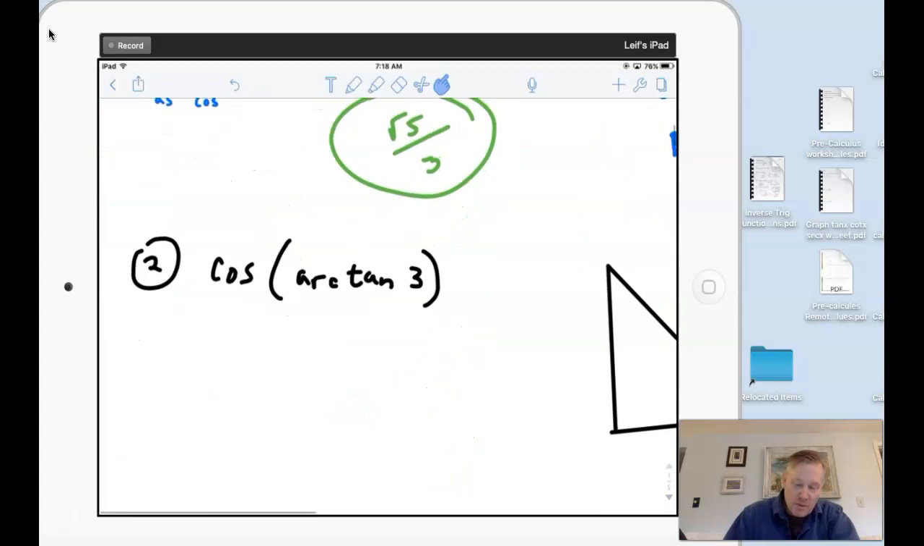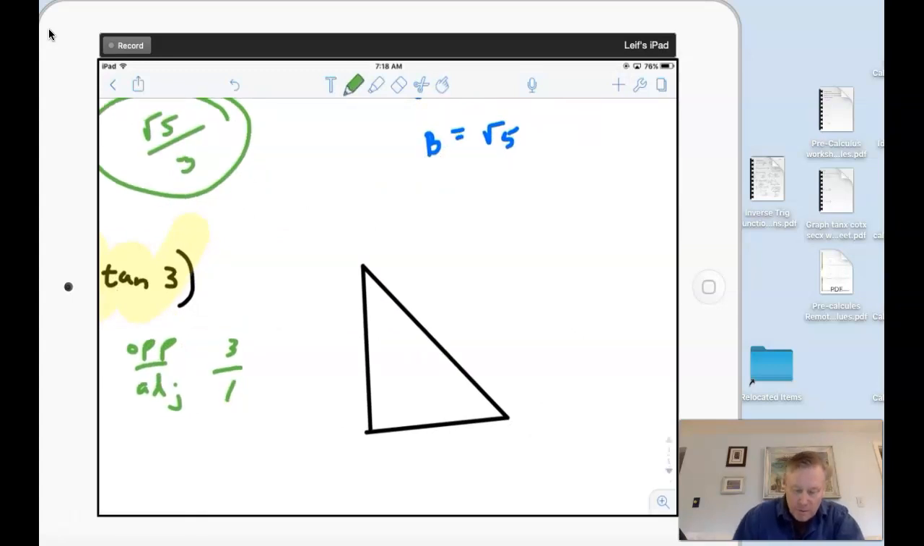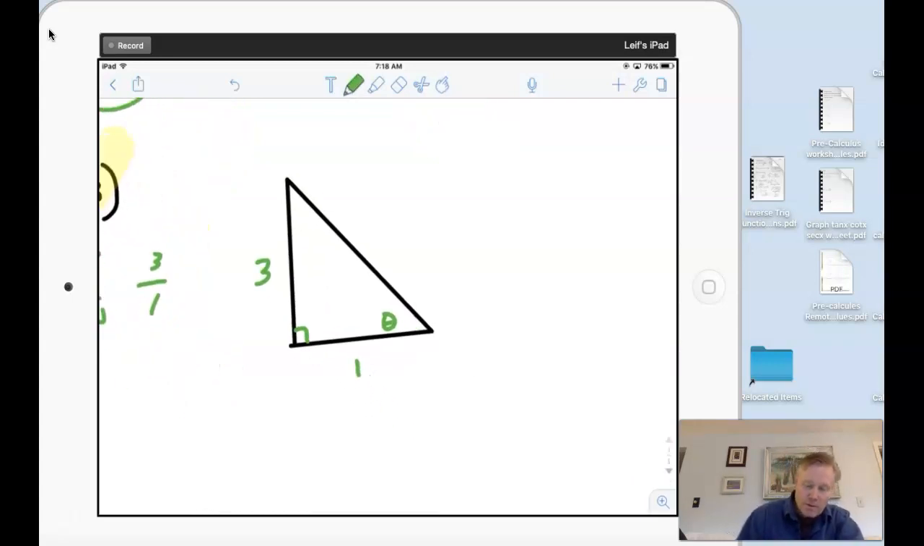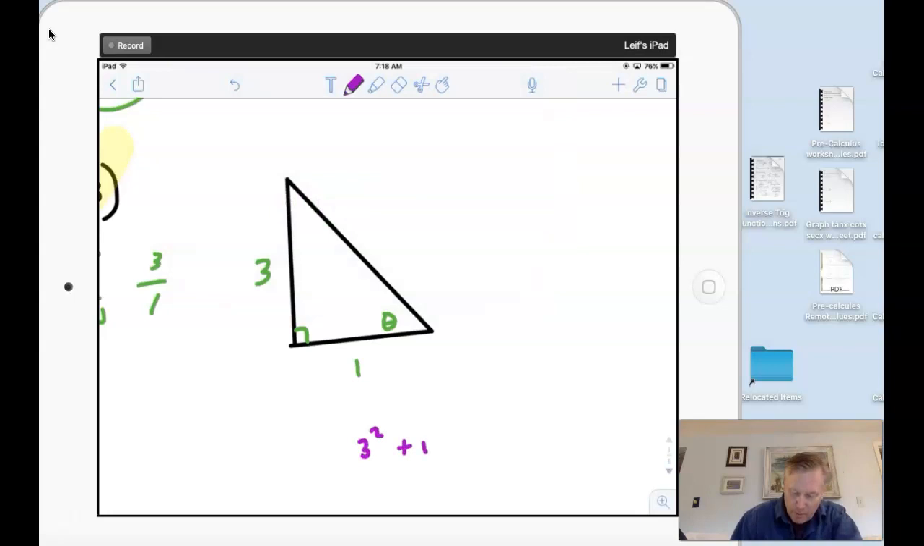The second one, once again, I'm starting with the part inside here, the arc tangent of 3. Tangent is the opposite over the adjacent. Now 3 doesn't have a denominator, but I can give it one by putting a 1 over there. So once again, I've got a triangle all drawn out. Here's theta, opposite is 3, adjacent is 1. I've got to find the third side now. Remember, when you use the Pythagorean theorem, it's important that c is the hypotenuse. So this is 3 squared plus 1 squared equals c squared, which gives me 9 plus 1 is 10, so the square root of 10 will be my hypotenuse.